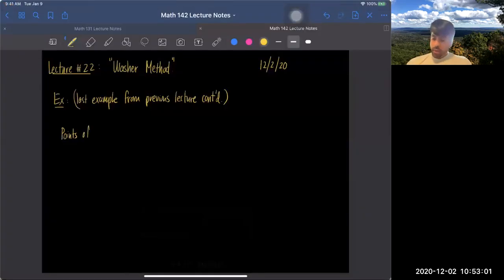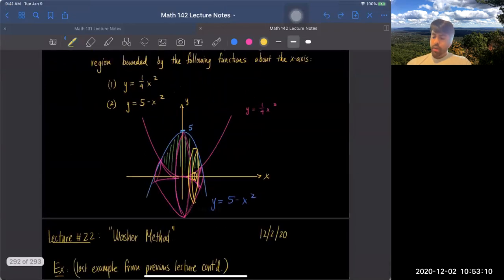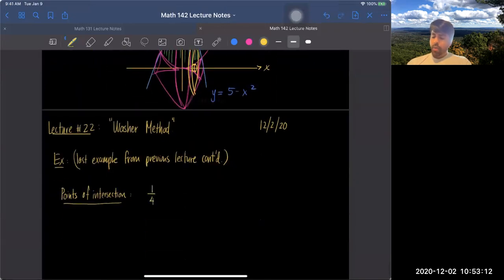So the points of intersection, that's very important to know. We're going to set the curves equal to one another. So I got 1/4 x squared equals 5 minus x squared. I add x squared on both sides, and I get 5/4 x squared equals 5. That means x squared equals 4, so x is equal to plus or minus 2.